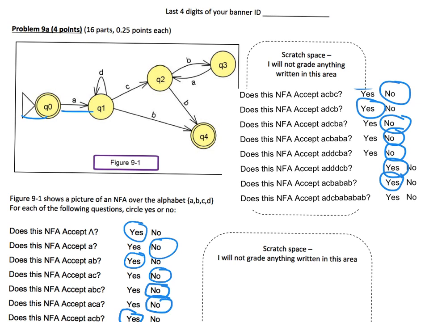And the last one, ADC. So we got ADC, and then we got a whole bunch of BAs followed by a B. Sure, we'll take as many BAs as we want, and then the B. So yeah, that's another yes.